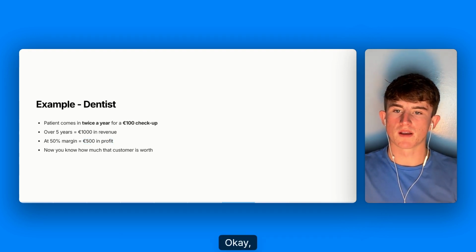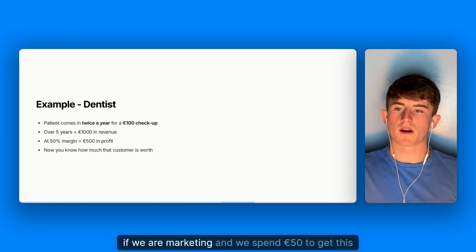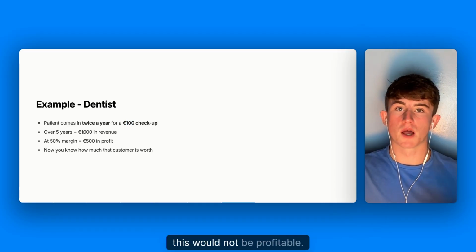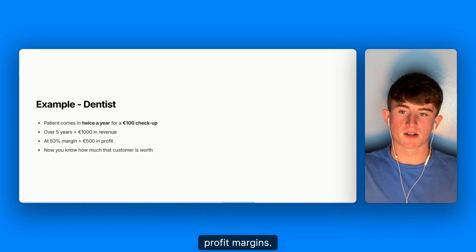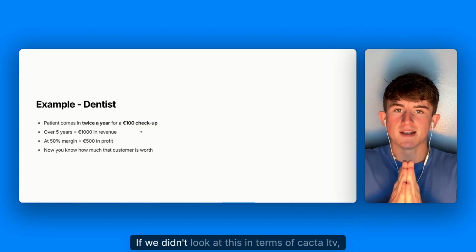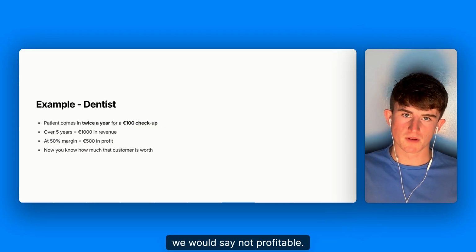Okay, if we looked at this short-term, if we were marketing and we spent €50 to get this patient to come in for a €100 checkup, this would not be profitable. Our profit would be 0% because we have 50% profit margins. So for €100, we generate €50 in profit. If we didn't look at this in terms of CAC to LTV, we would say not profitable.